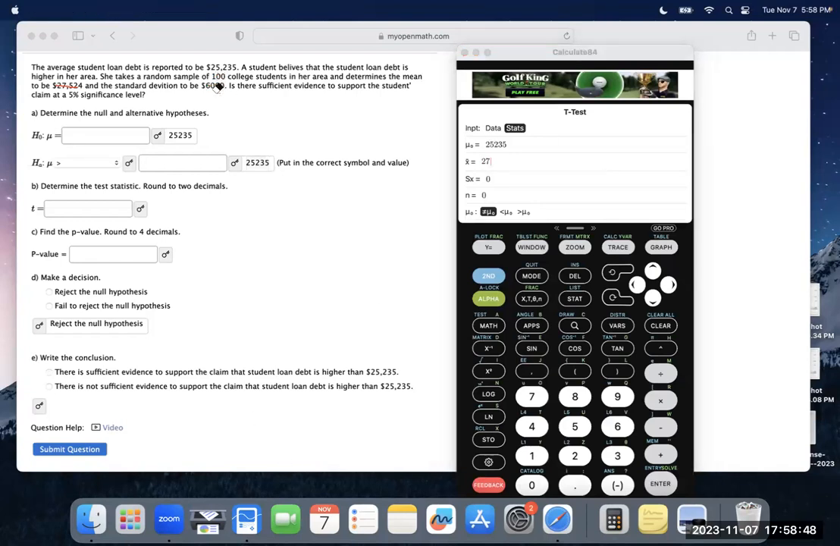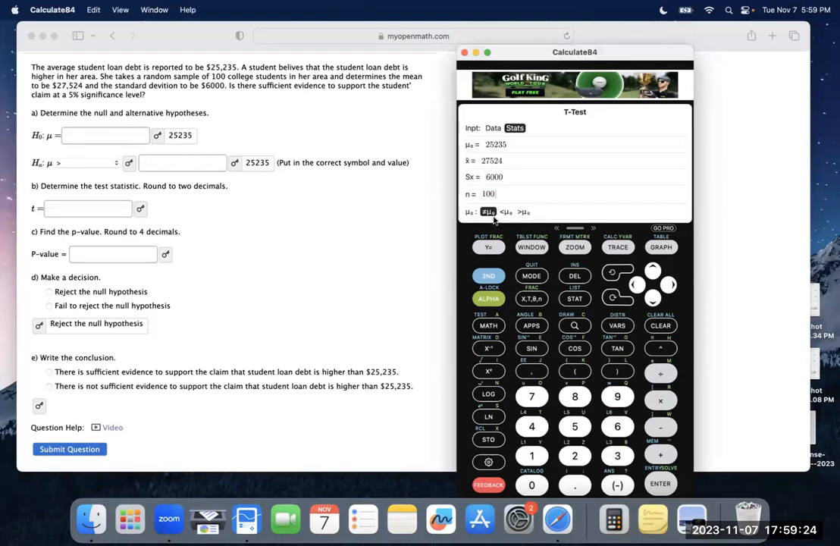Now our evidence, now we can pay attention to the sample data. So the sample data is 27,524. Then this Sx is the sample standard deviation, so it's the 6,000. The n is the number in your sample, so that's 100.